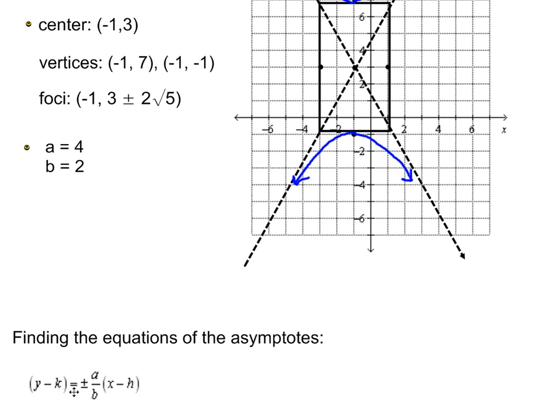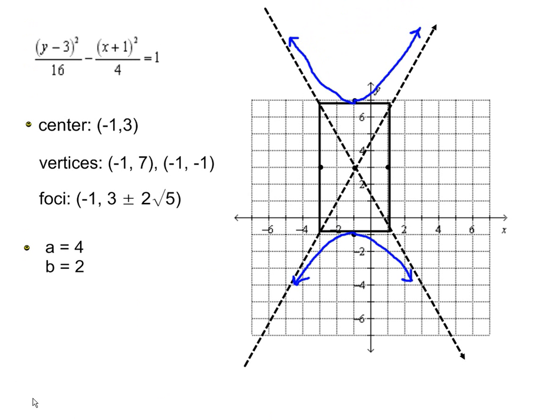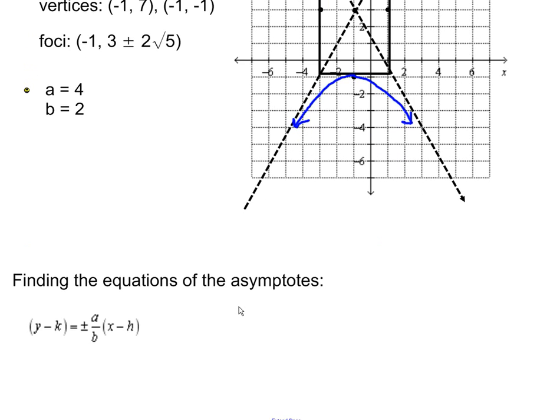In this case we use a over b because the y value is positive. If you all remember, slope is rise over run. So whenever we find the equations of these asymptotes, we always do the square root of the number under the y over the square root of the number under the x. The rise, because y is up and down, over the run, every single time. It doesn't matter if x is first or y is first. You do the number under the y over the number under the x.